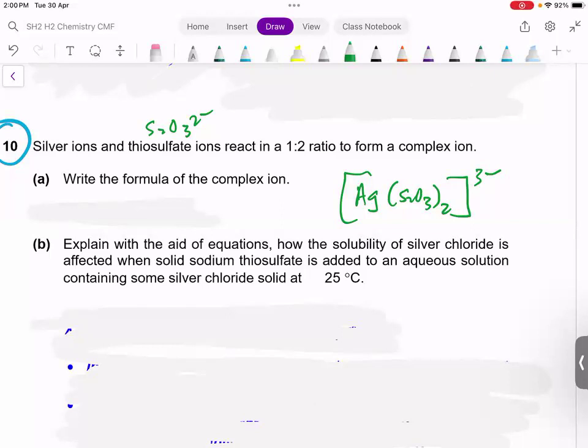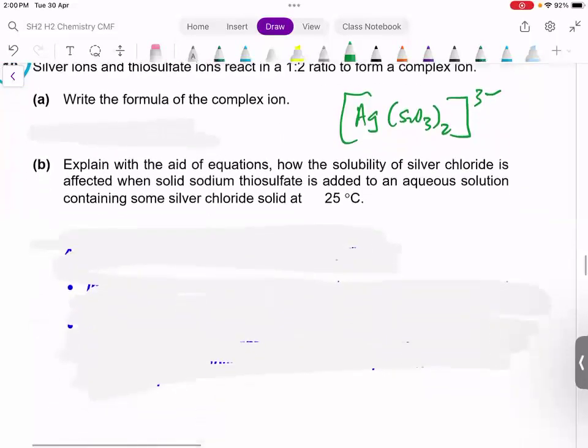With the aid of an equation, suggest how the solubility is affected. So how will the solubility be affected? Increase or decrease? Up or down? Yeah, it will be greater. Okay, why so? Not just amount, refer to concentration.